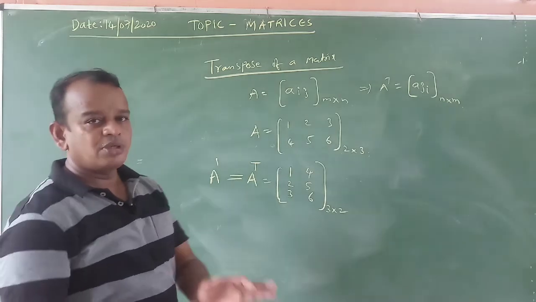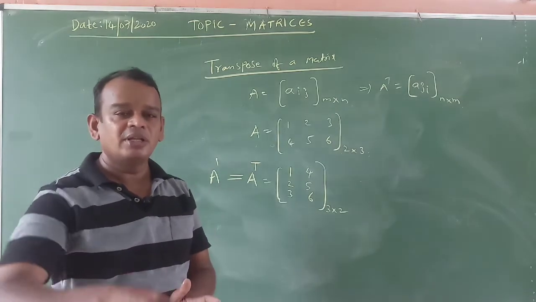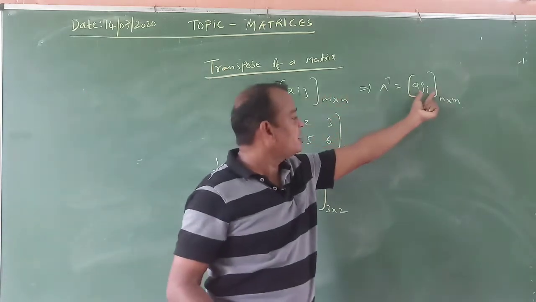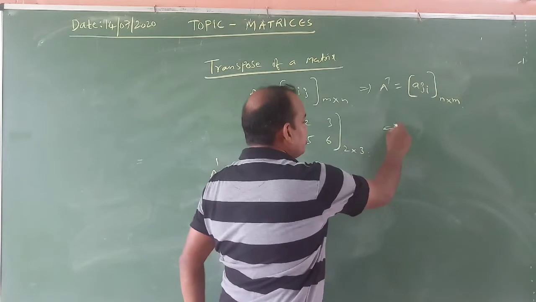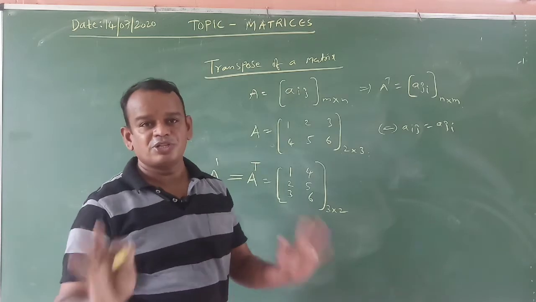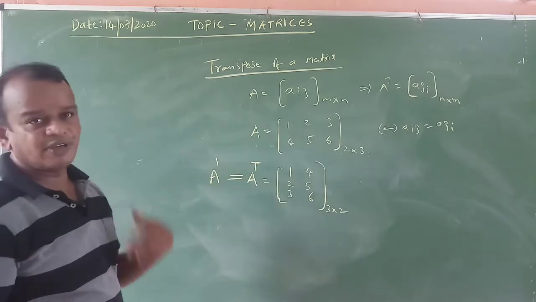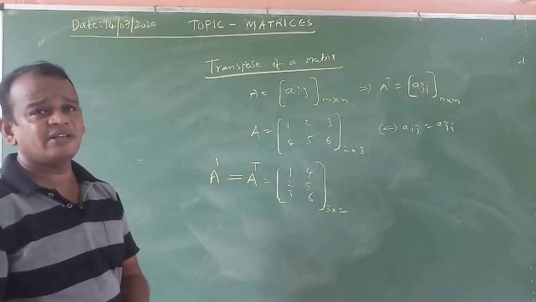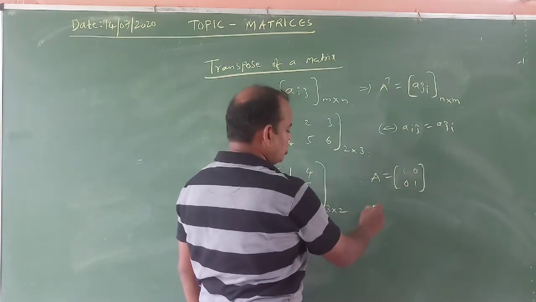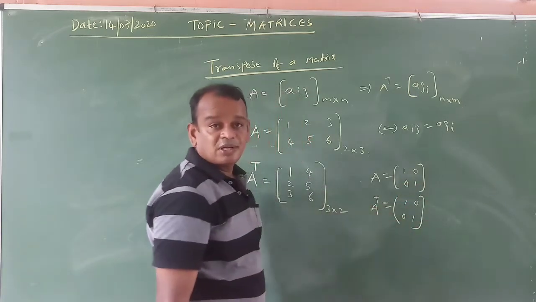For suppose in a square matrix A, an element of order 1 comma 2 becomes 2 comma 1 in A transpose. In a symmetric square matrix these two are equal, Aij is equal to Aji, and that implies A transpose is equal to A. Understand? Now the identity matrix, a square matrix. For suppose A is equal to [1 0; 0 1]. The transpose is also the same.